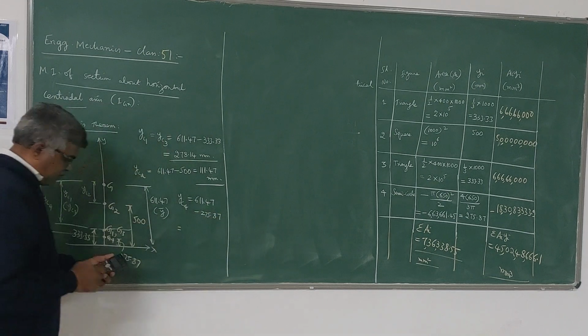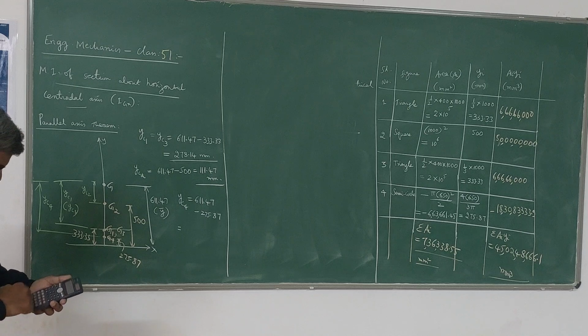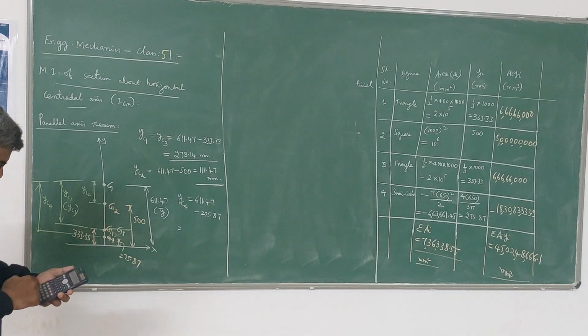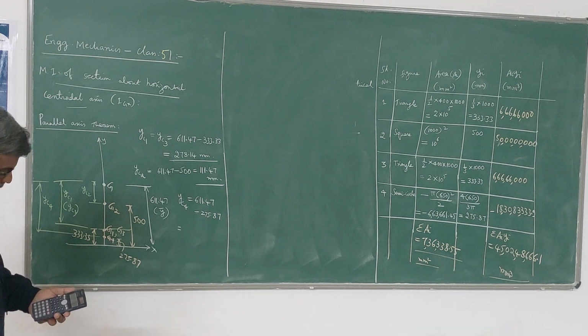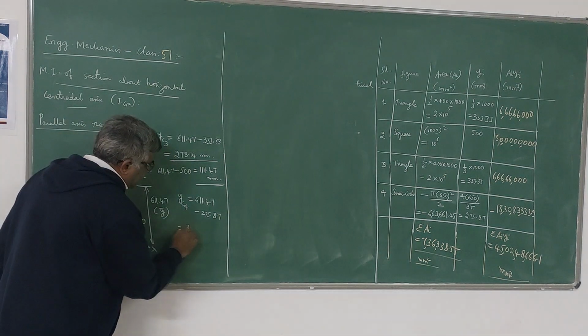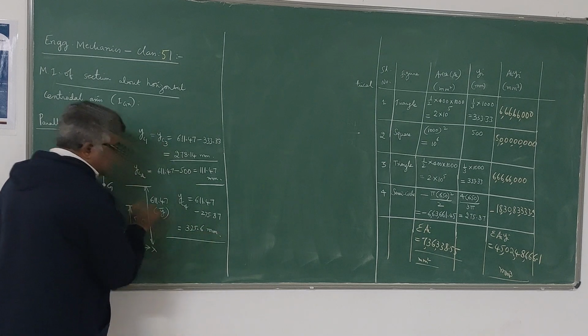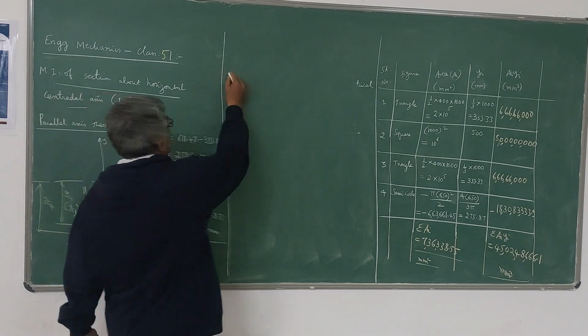So 611.47 minus 275.87 will be equal to 335.6 mm. So these are the distances. Now I will use the parallel axis theorem.